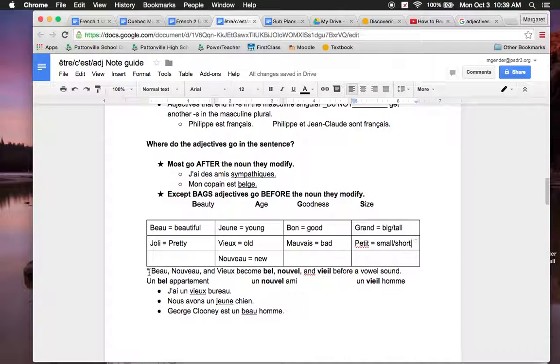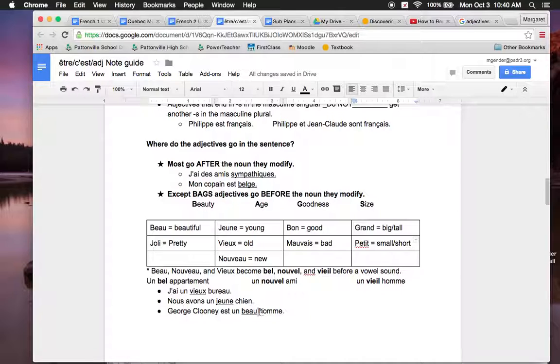Because beau, nouveau, vieux, they get a little tricky, of course, before a vowel sound. So we know different things happen before vowel sounds. They become belle, nouvelle, and vieille before a vowel sound. So instead of saying un beau appartement, because appartement starts with an A, we're going to say un bel appartement. If you have a new friend, you're going to have a nouvelle amie. And if it's an old man, it's un vieil homme.